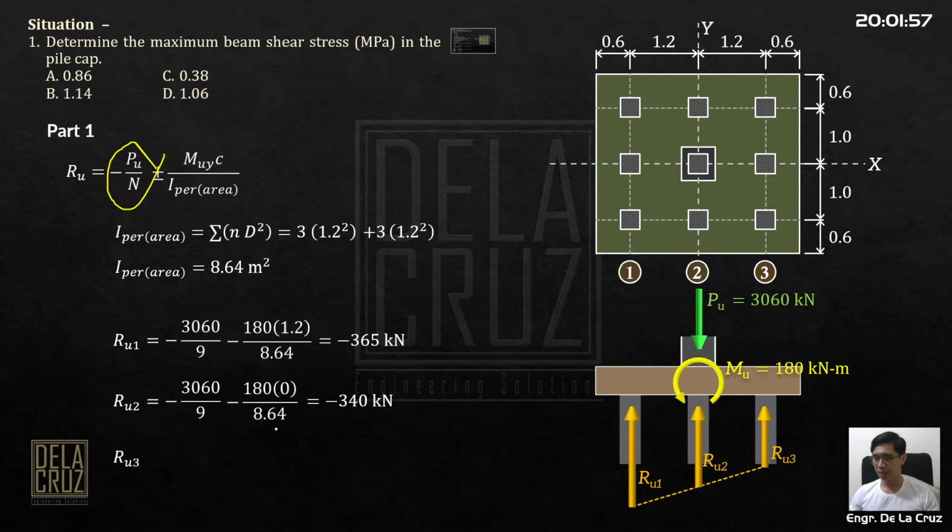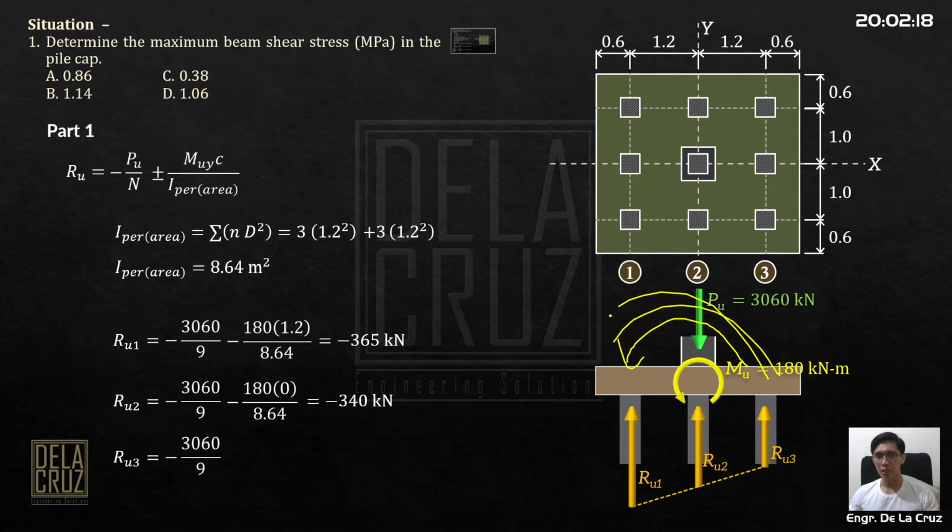And for the RU3, alright, parating negative PU over N yan. Dito mag-matter yung sign and also yung C, distance niya. This time, itong row 3 ng pile or column 3, hinihila yan ng moment. Yeah? Papunta dito yung moment natin. Hinihila siya. That means that should be in tension or added. That is plus.